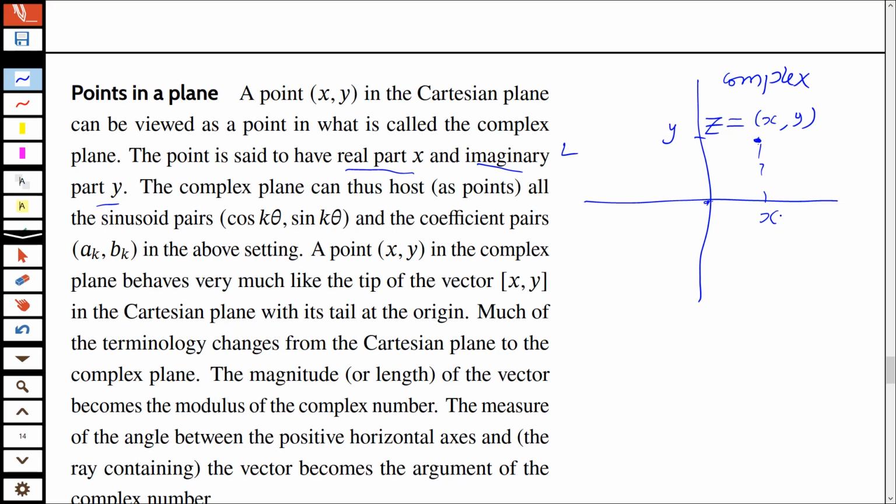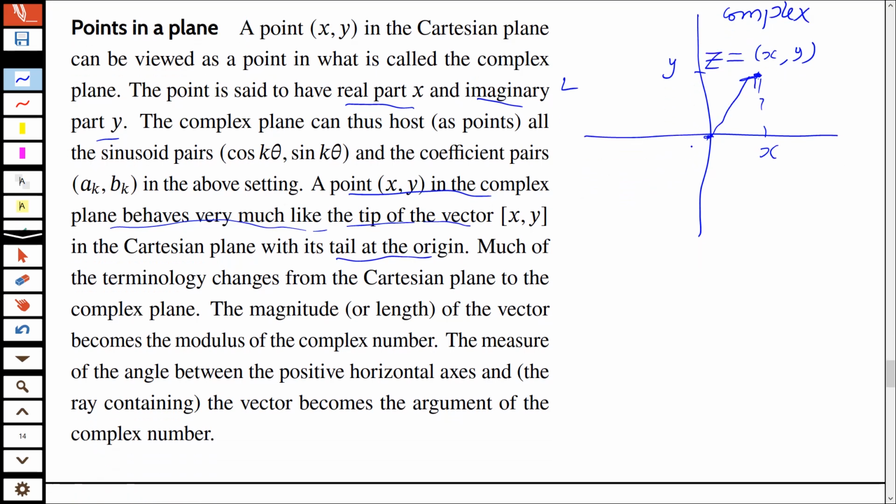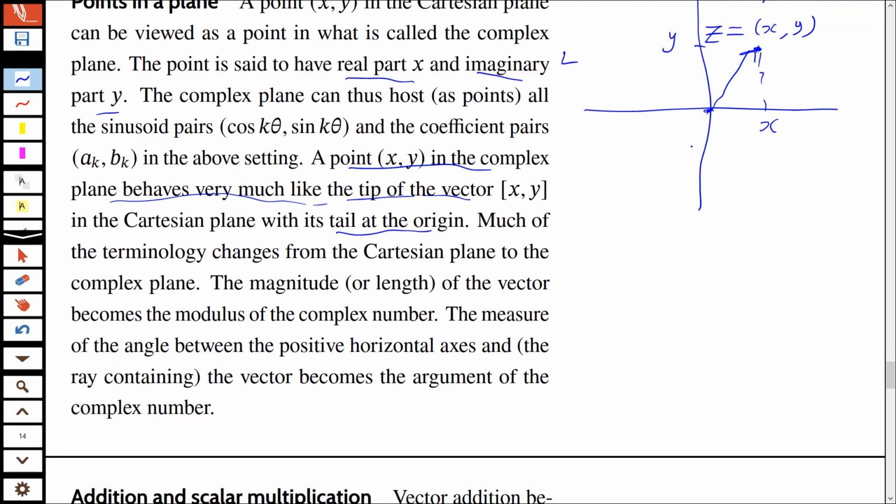So a point x, y in a complex plane behaves very much like the tip of the vector x, y in the Cartesian plane, with its tail at the origin. You can imagine a vector with its tail at the origin and with its tip at the point. We will use these vectors to motivate what mathematical operations we can do with complex numbers. It's very easy because you know how to add vectors. If you have these two vectors, you just use the parallelogram law, and this is your new vector.